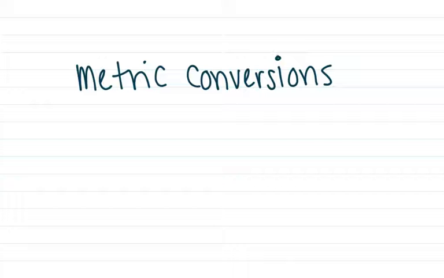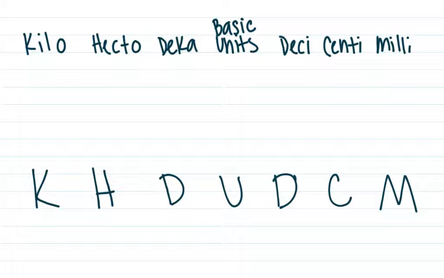All right, so the first shortcut is, well, you've got to know what you're doing. Here are our basic units for the metric system. You have kilo, which means 1,000. You have hecto, which means 100. You have deca, which is 10. You have your basic units. Under your basic units is where gram and liter and meter live. Then you have deci, which means a tenth. You have centi, which is 100th, and you have milli, which is 1,000th.